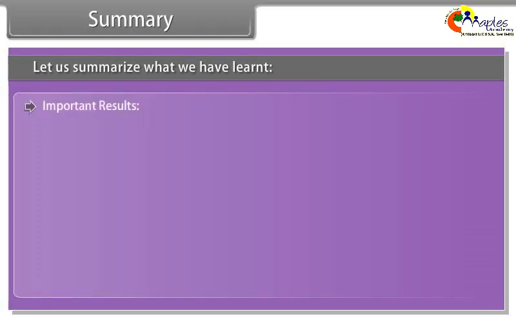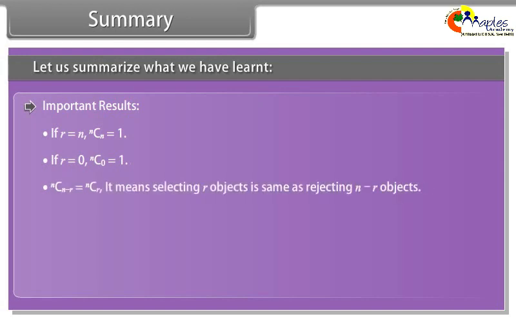Important results. If r is equal to n, nCn is equal to 1. If r is equal to 0, nC0 is equal to 1. nC(n minus r) is equal to nCr. It means selecting r objects is same as rejecting n minus r objects.